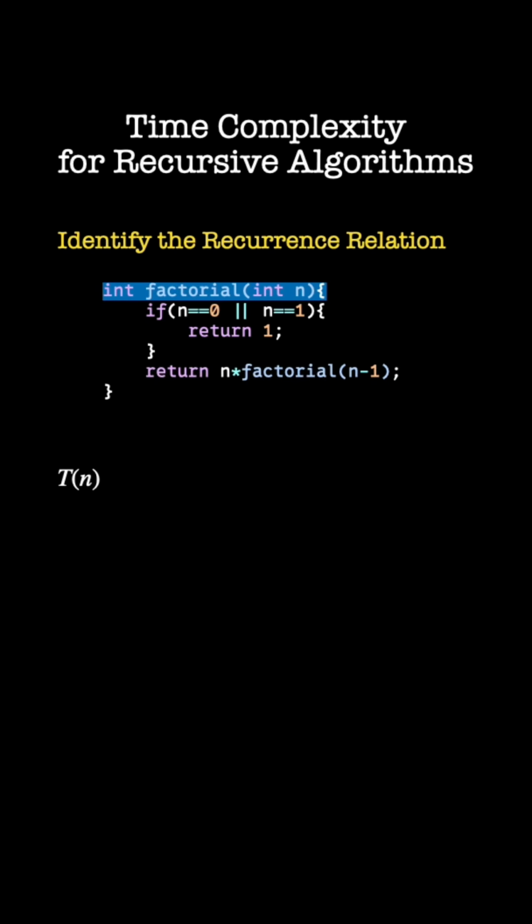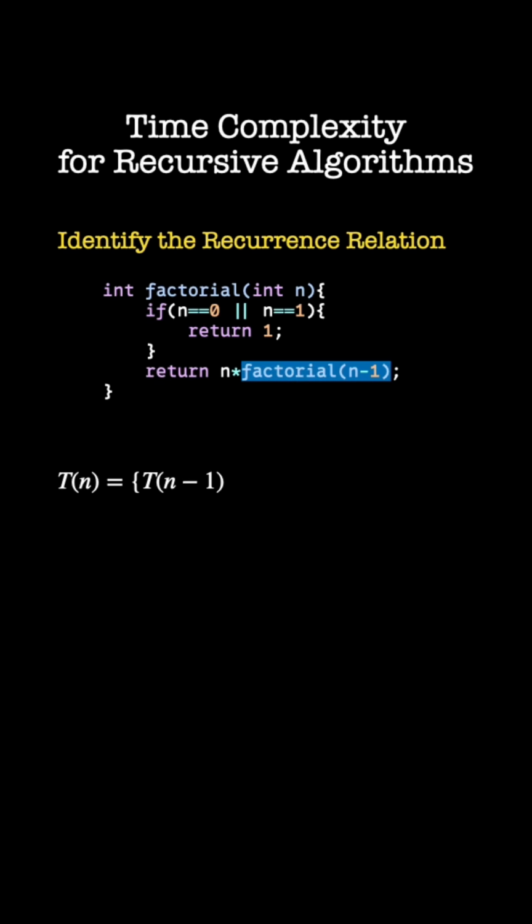Now, we need to look for the number of recursive calls and also the size of the input for each recursive call. As we can see, there is only one recursive call and the size of the input gets decremented by 1. So, we can mathematically express it as T(n) = T(n-1).